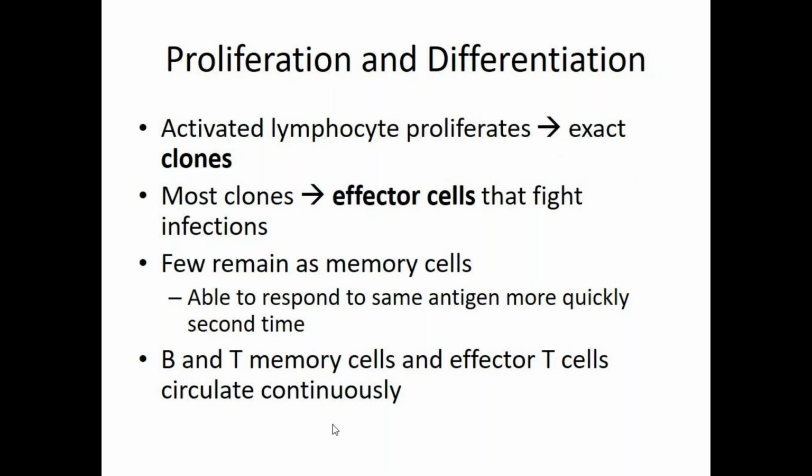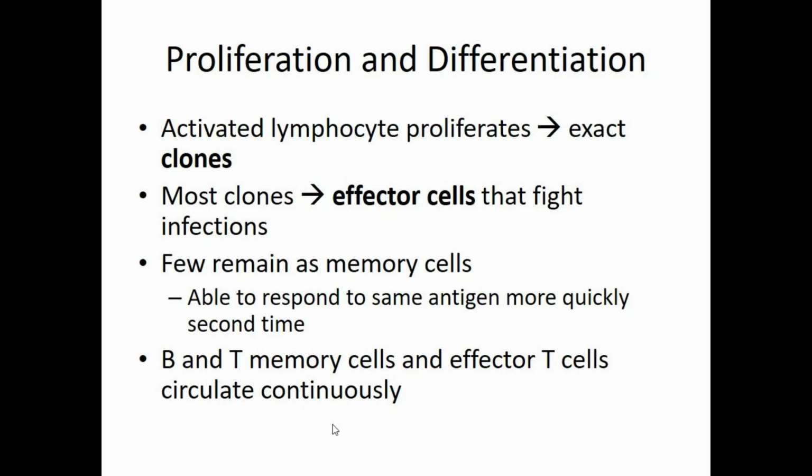And the two different kinds of copies that we're going to get are going to be memory cells and effector cells. So an effector cell is going to be a lymphocyte that has some kind of activity. So if it's a cytotoxic T cell, that effector cell goes out and attacks those things. If it's a B cell, it's going to make antibodies against that particular thing. They're doing the job.